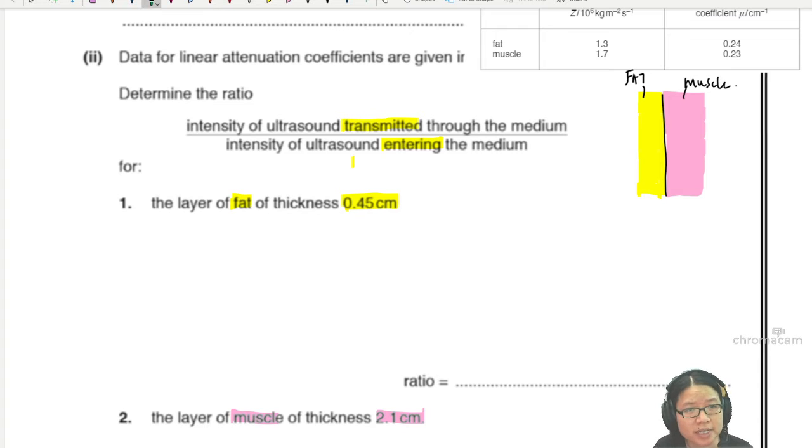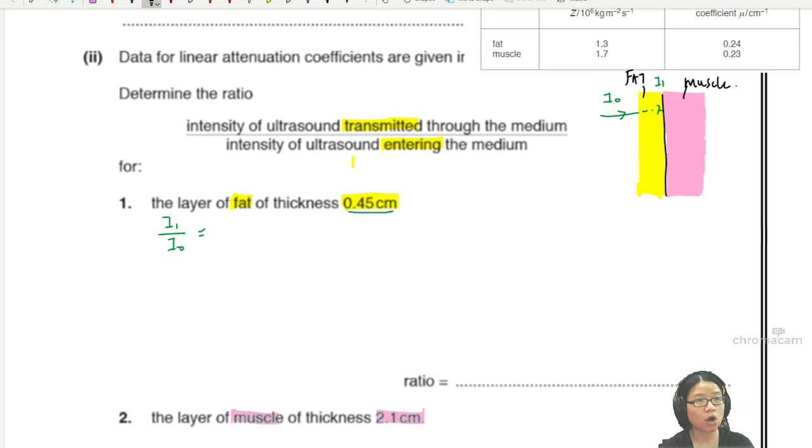So the intensity of ultrasound entering the medium, the fat, let's call this I naught. This is the virgin ultrasound, it hasn't passed through any medium yet. Then this ultrasound will attenuate, become weaker and weaker, such that when it reaches the boundary, I will call this ultrasound I1. So the ultrasound that reaches the boundary is I1. So now I'm looking for I1 over I0, after passing through 0.45 cm of fat.